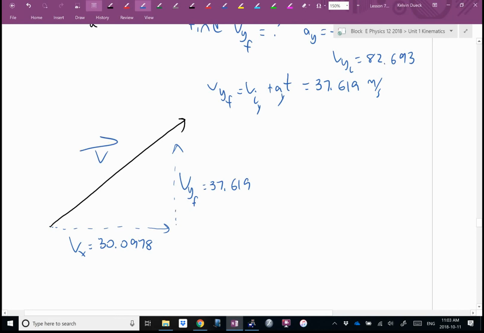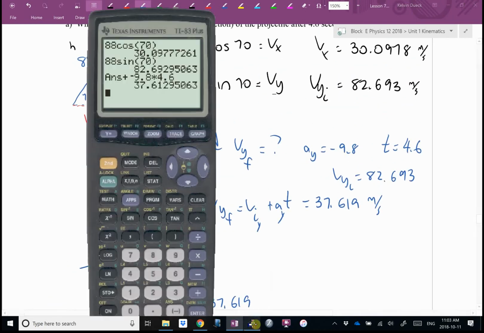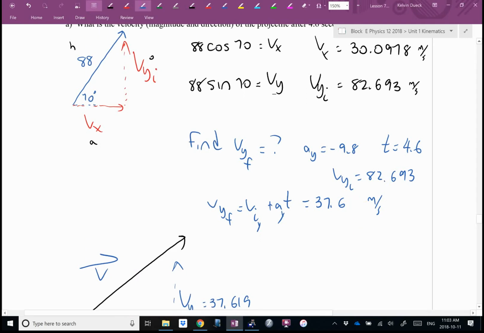And this is the velocity that they're wanting me to find. Yeah. 37.613. Did I write it down wrong? 3, not 9. Thank you.